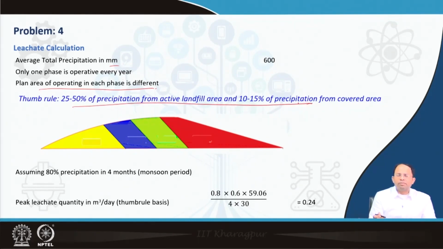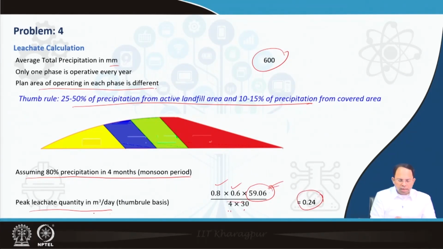But to make it simple, we will do the calculation based on what we learned earlier, that is, assuming 80% precipitation in a 4-month period. We will consider the peak leachate quantity that is generated. We can estimate that by multiplying the total precipitation, which is 0.600 mm. We will take 80% of that, and this is the size of each cell, each phase, the area required for each phase, and we divide it by 30 days into 4 months, and we get the total cubic meter of water, or leachate, that needs to be stored per day.